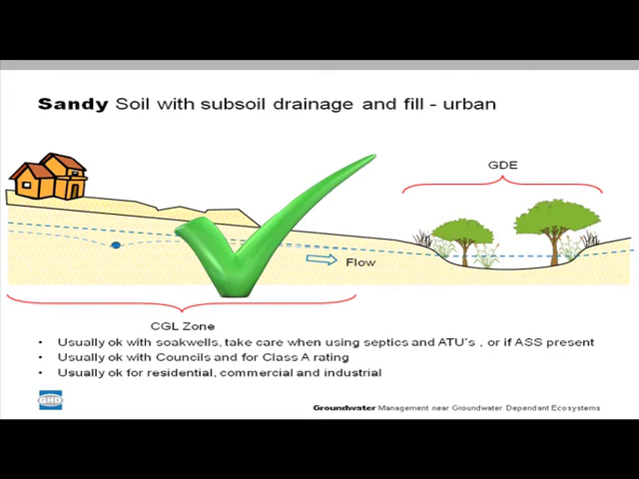So with sandy soils, with subsoil drainage and fill in an urban situation, this is a combination of the previous two strategies, where groundwater levels have been controlled using subsoil drains to the extent that the existing hydrologic regime is maintained, but the desired clearance may not have been achievable in that arrangement, so some additional fill has been brought in to maintain that clearance. So the previous caveats apply. Take care when using septics and ATUs or if acid sulfate soils are present.